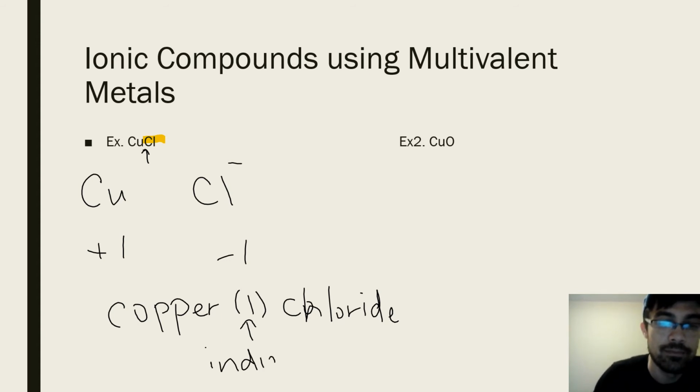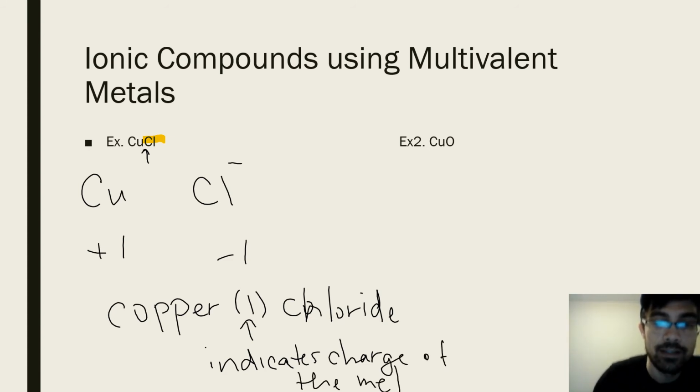Okay, so this Roman numeral indicates the charge of the metal. It's not how many there are, it's what the charge would be. So whether it's +1, +2, +3, whatever it may be, that Roman numeral in brackets is going to indicate the charge. Probably a little bit confusing, so we'll do a few more examples just to really solidify this. So next one, copper oxide here.